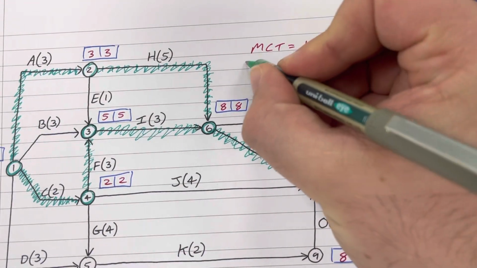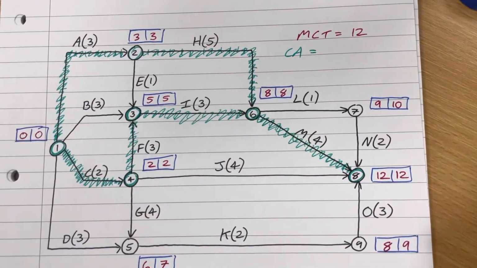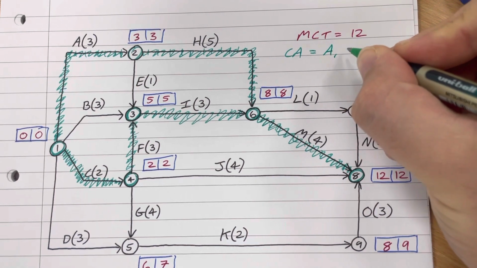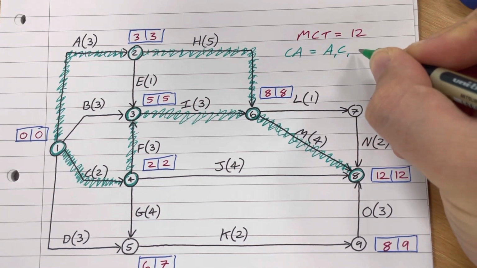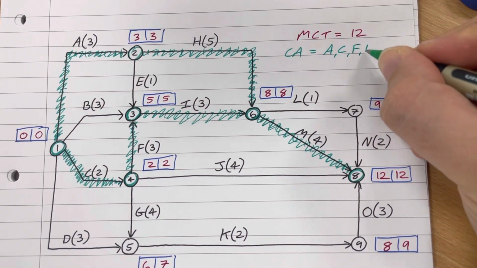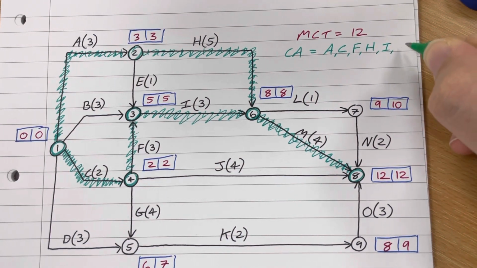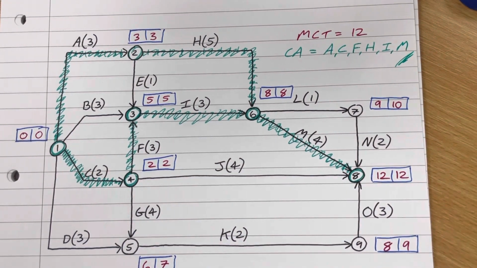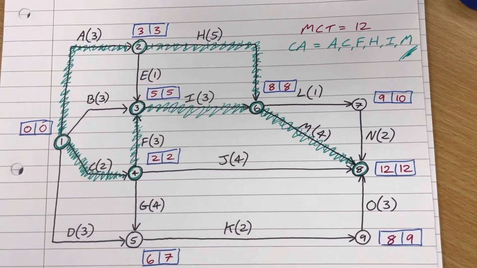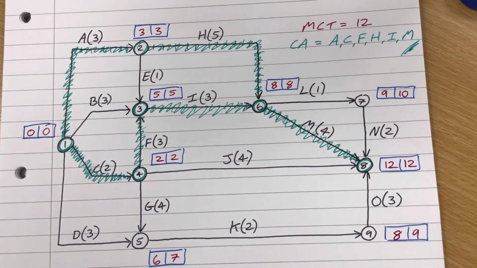So the critical activities then, those are all of the activities which I have highlighted in green. So we've got activity A, activity C, activity F, activity H, I, and activity M. Those are 6 critical activities for this project, and the critical path has dualed.